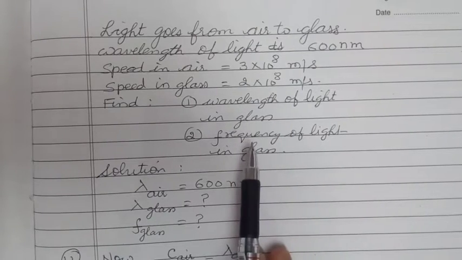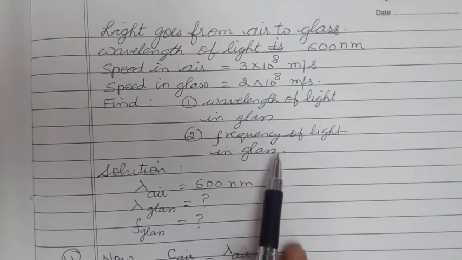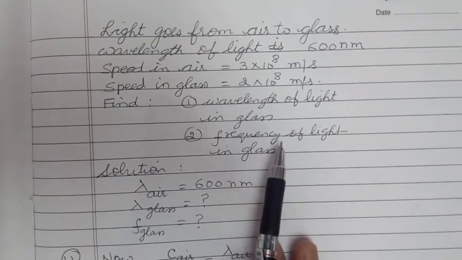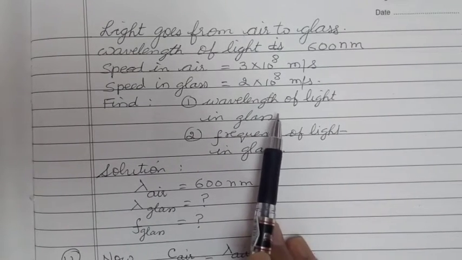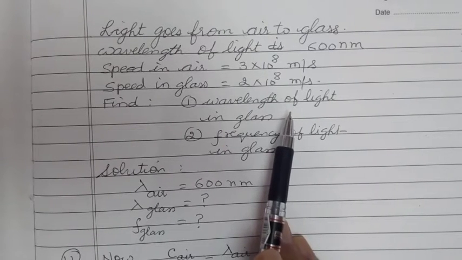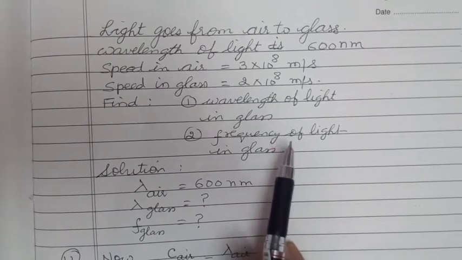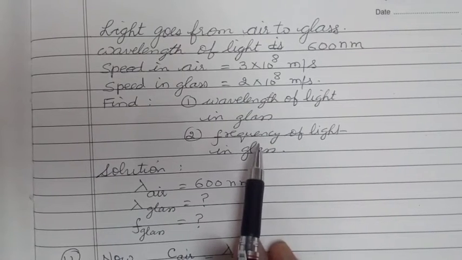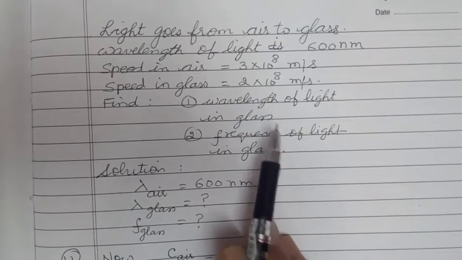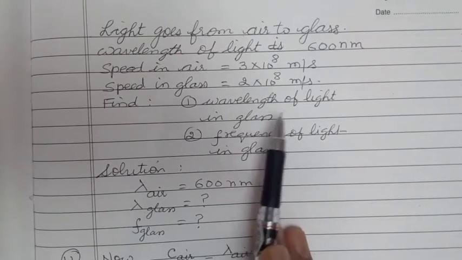We have to find the wavelength and frequency of light in glass. Now we know that when light goes from one medium to the other, its wavelength undergoes a change, but frequency does not change. That means whatever is the frequency in the air, it will be the same in glass also. So first we find the wavelength of light in glass.